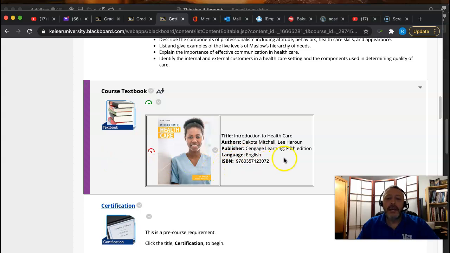Here is the ISBN. If you're ordering it outside of the Kaiser University bookstore, you will need this. If you're utilizing the university bookstore, you just put in undergraduate HSA at the course number 1102, and it will bring up the book that you need.